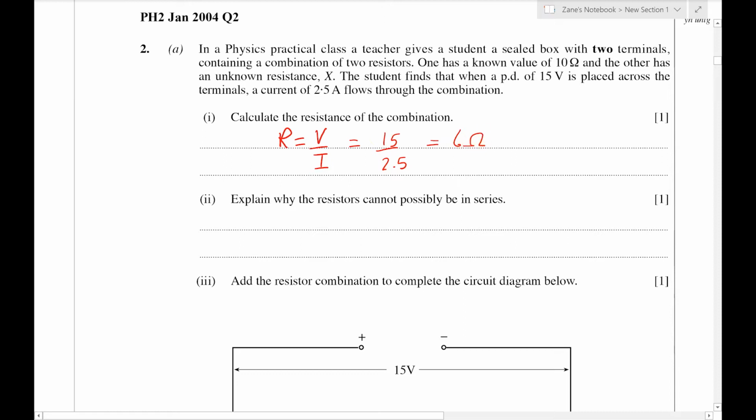And then we have to explain why the resistors cannot possibly be in series. Well, when resistors are added in series, the total resistance is bigger than any of the individual resistors. And this 6 ohms is less than the 10 ohms. So let's just say something like resistors added in series give a greater resistance than any individual resistor.